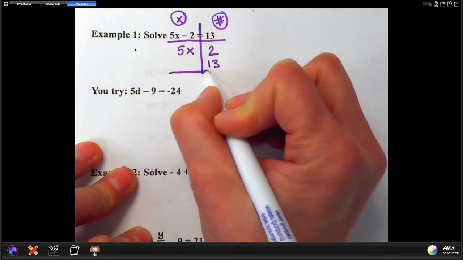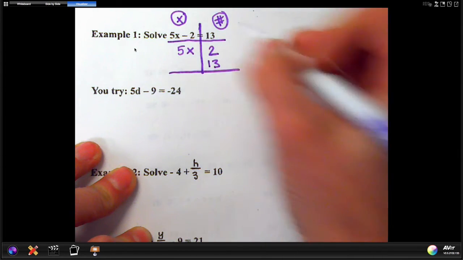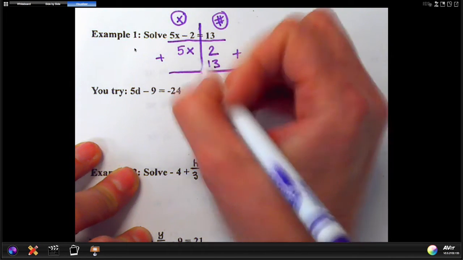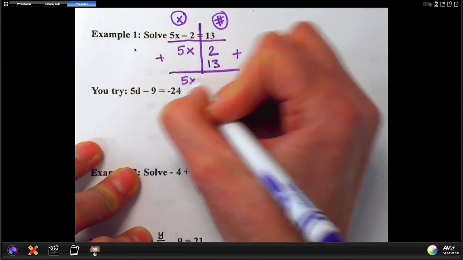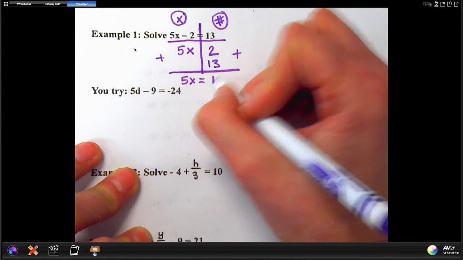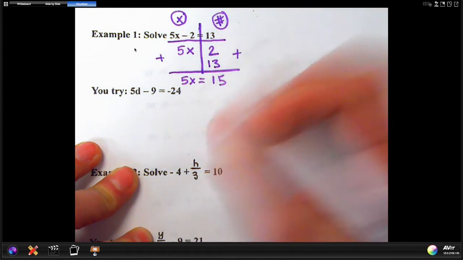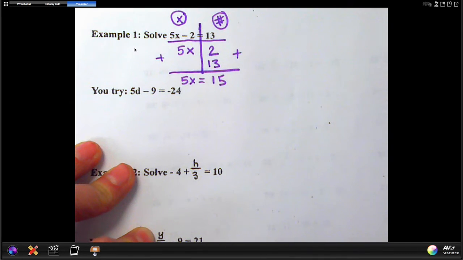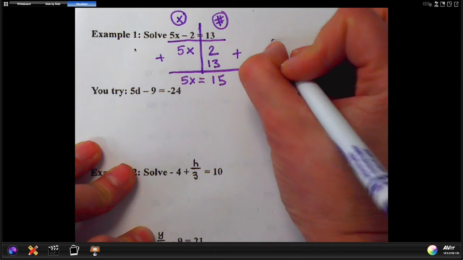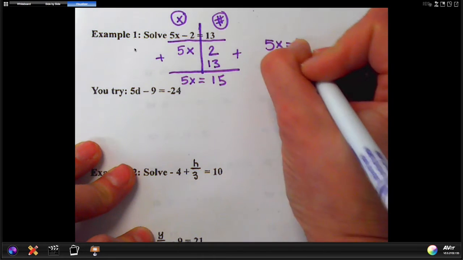Then, once everything is in its own category, you add both sides, okay? So 5x plus nothing is still 5x. Put your equal sign back down. 2 plus 13 is 15. Okay, and you end with this little equation where you have to decide one more step. And I'm going to rewrite my equation over here now to make it so that I have space.